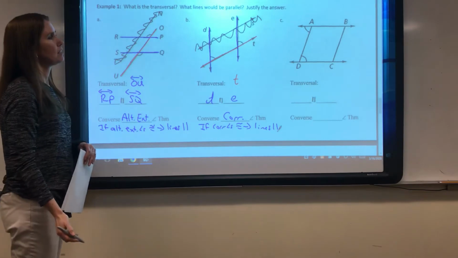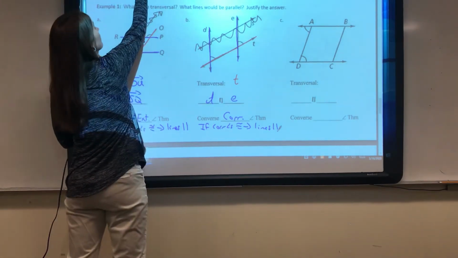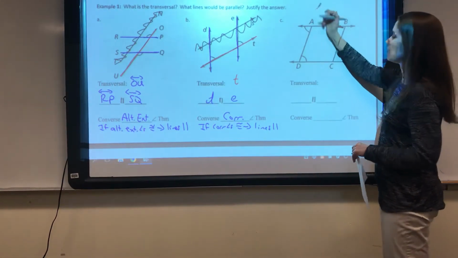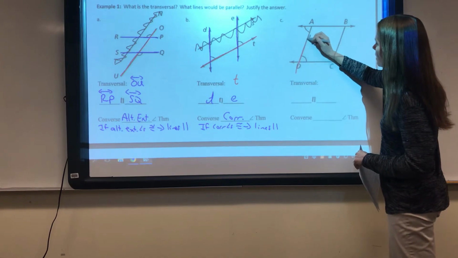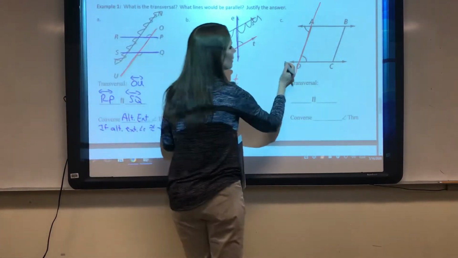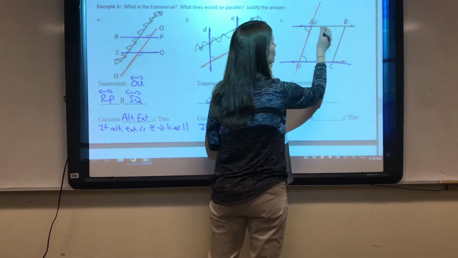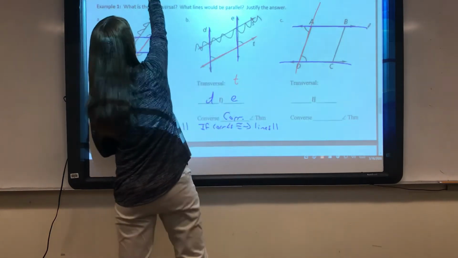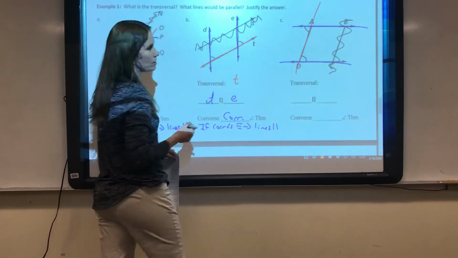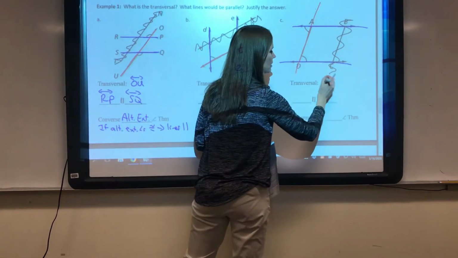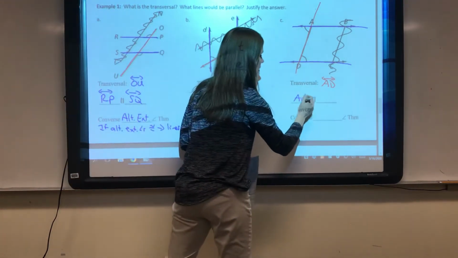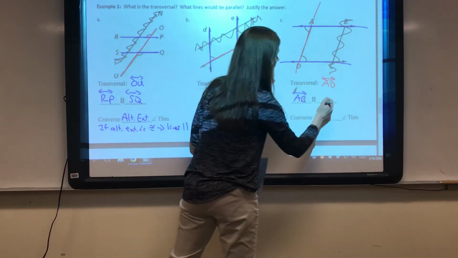Okay. And then the last one like this is, again, I'm looking for that transversal, the line that goes by both of the angles. Sometimes it helps people to extend it out a little bit. And then I can find my two parallel lines that make up the other side of the angles and go through the transversal. And therefore the line that I'm not dealing with is BC. So my transversal this time is AD. And my two parallel lines then are AB and CD.